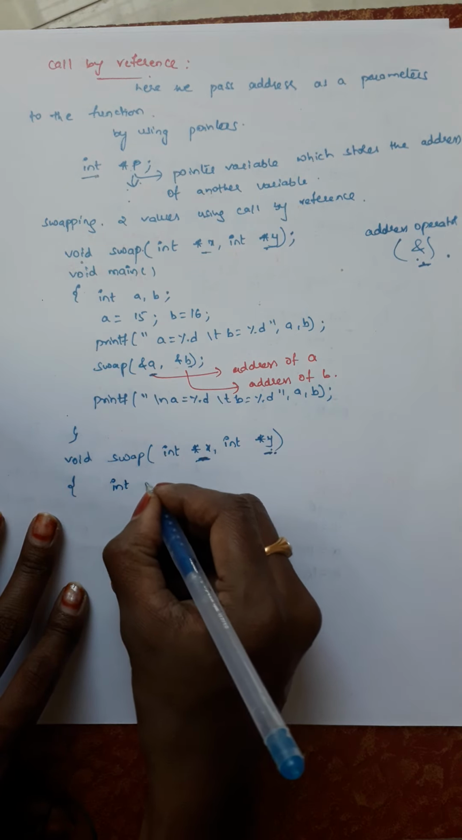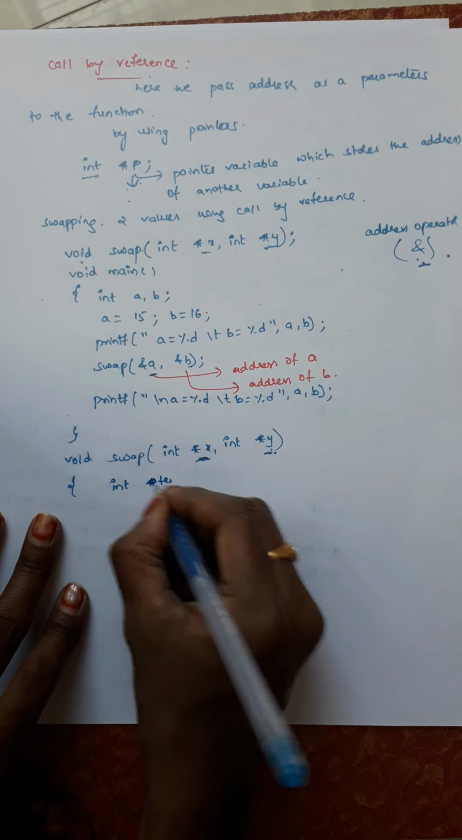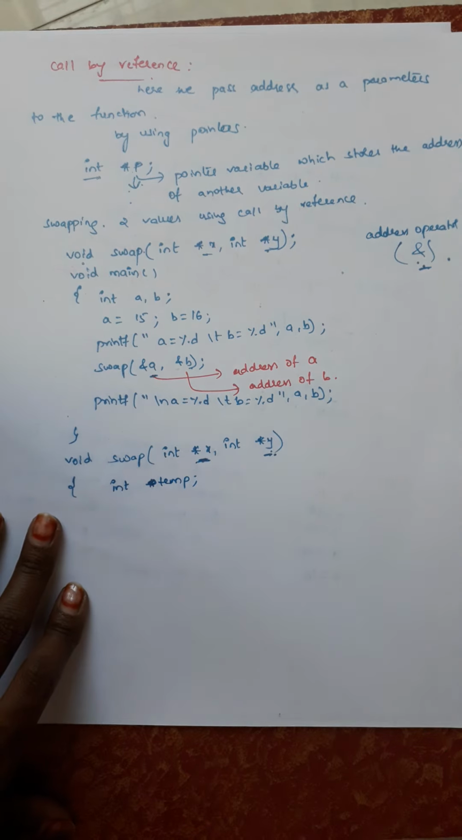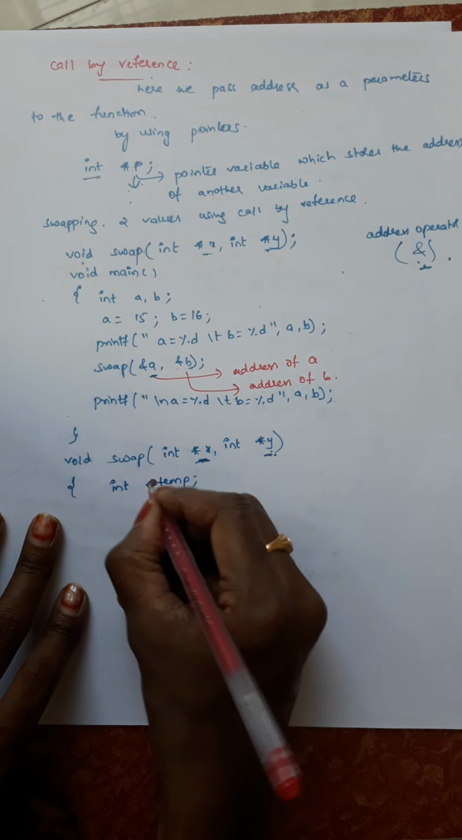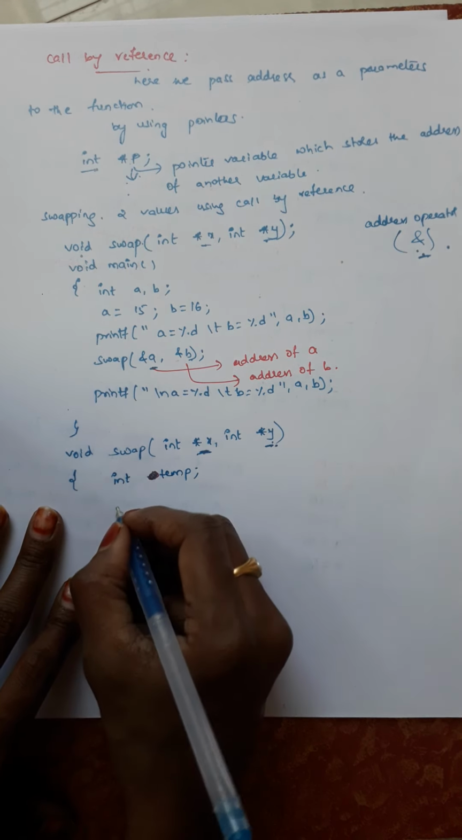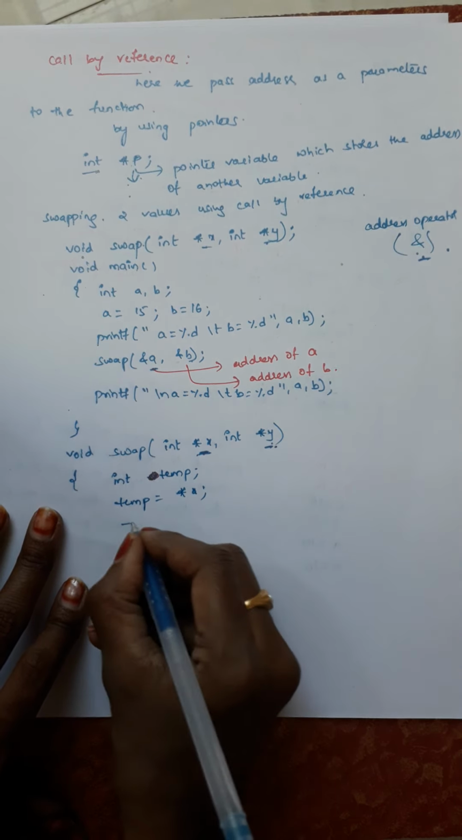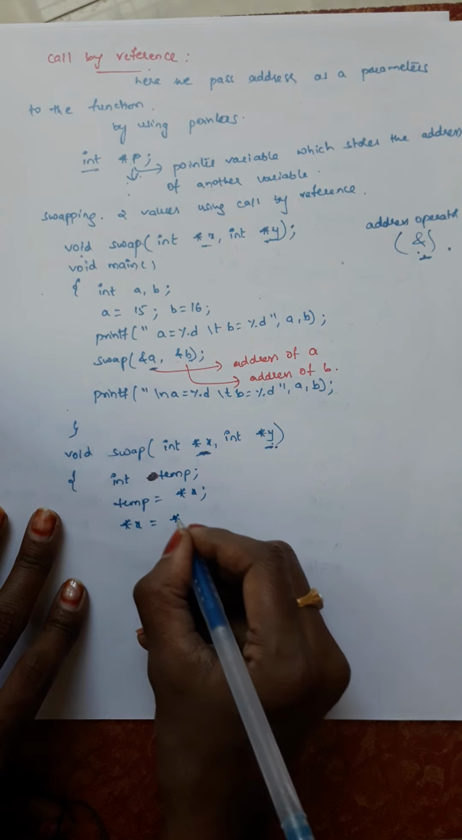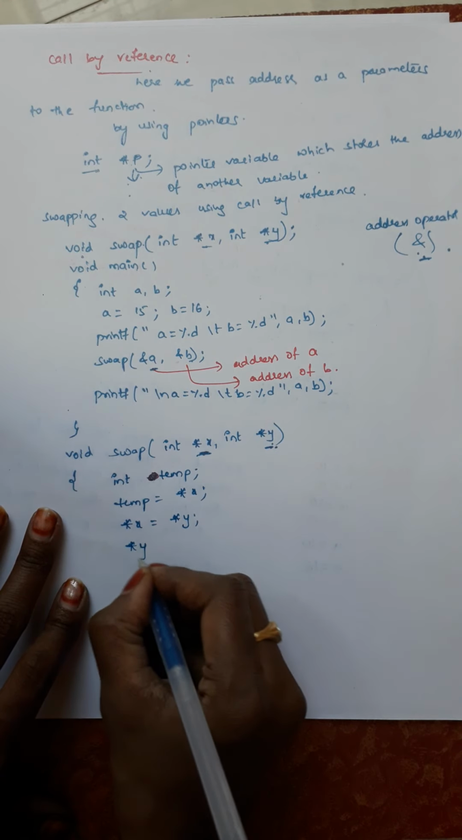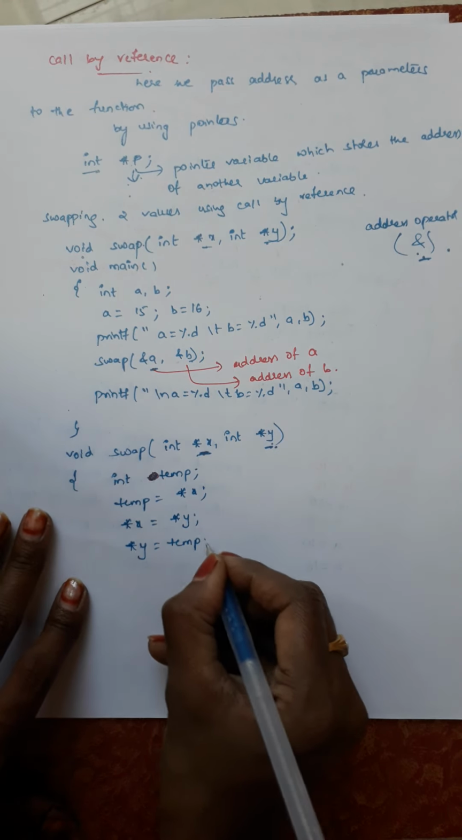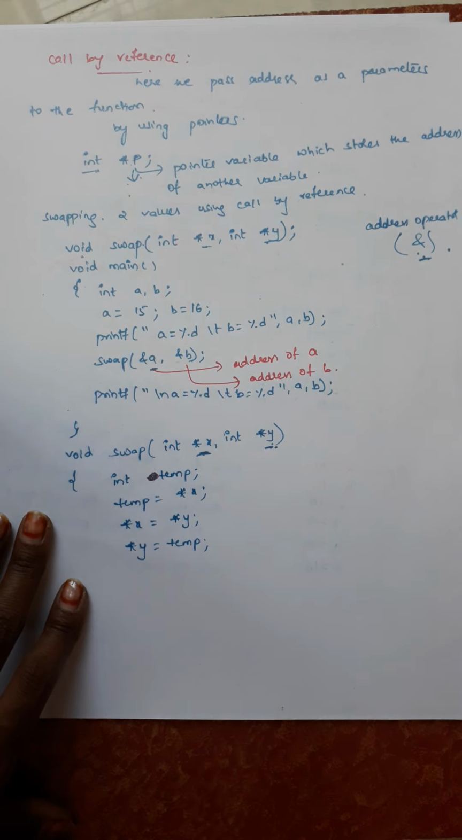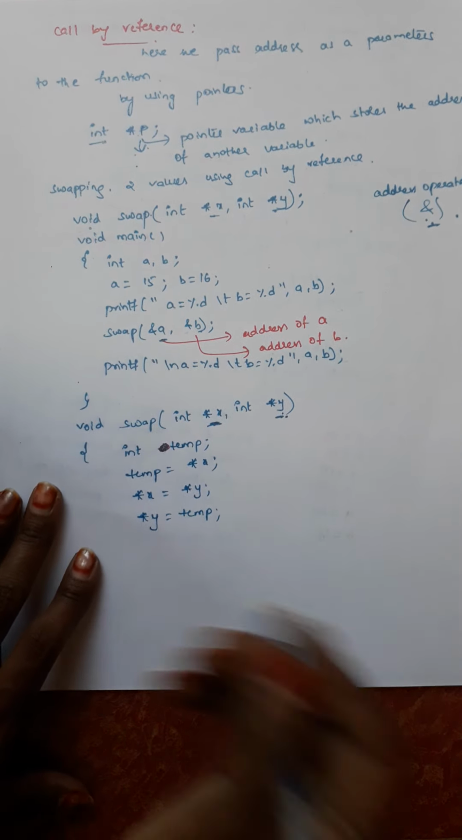Okay, so to swap we need another variable, temp. Temp variable. So nothing here, this was a small mistake. Now temp equals *x, *x equals *y, *y equals temp. So all of you know about this.